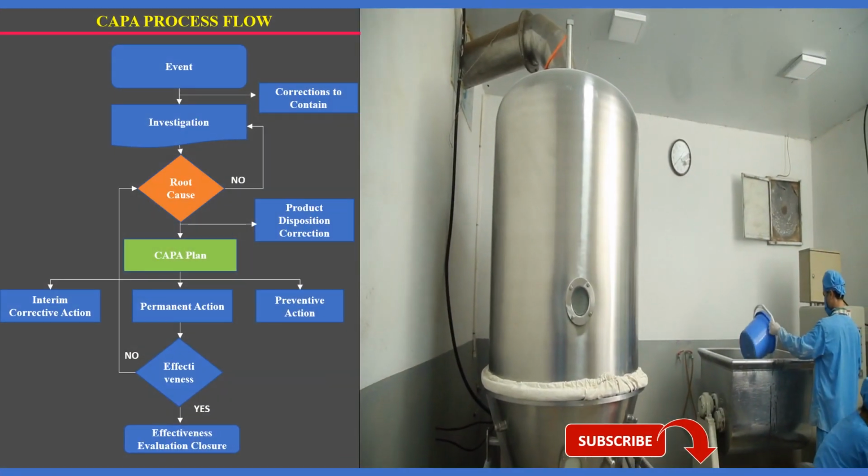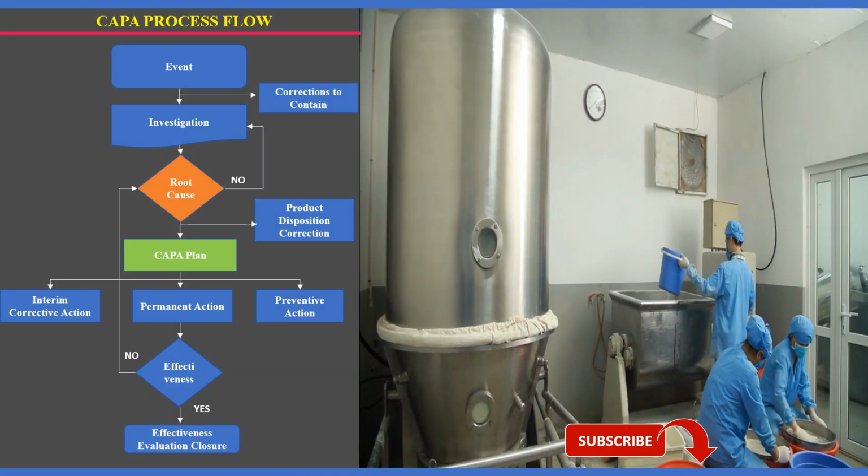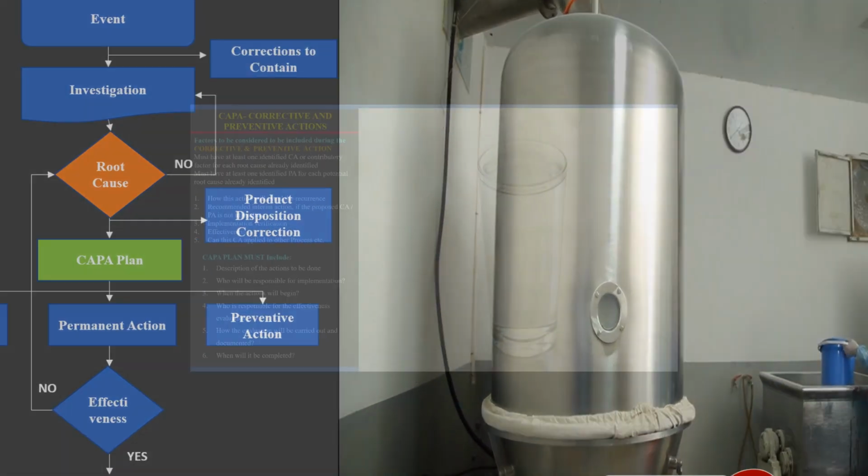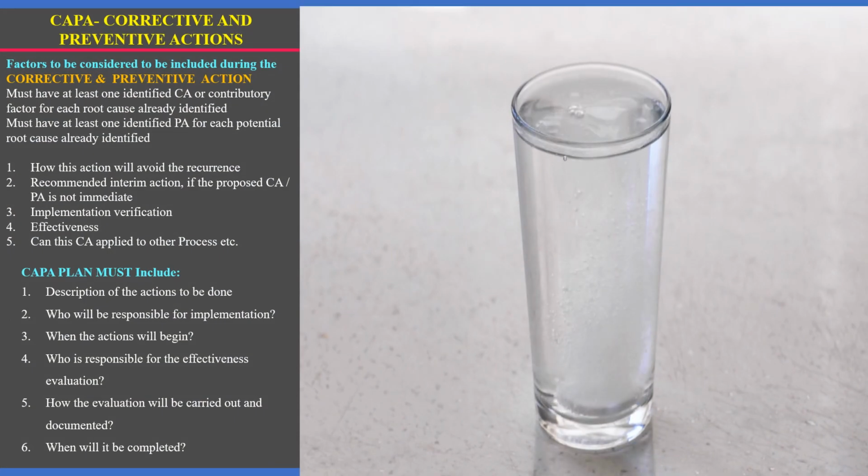You can pause the video here. You can visualize the CAPA process flow in this flowchart. So now let us see the factors that need to be considered during the corrective and preventive action.